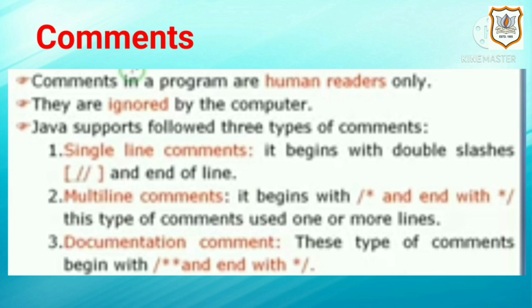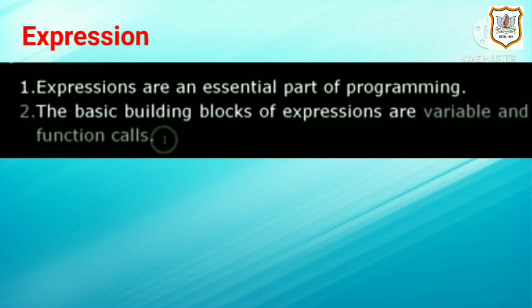Last one is a documentation comment. This type of comment begins with a slash and double asterisk sign and ends with an asterisk and slash sign. They are used for creating API documents from the code. Next is expression. Expressions are an essential part of programming. The basic building blocks of expressions are variables and function calls.